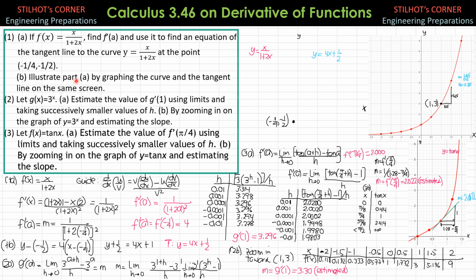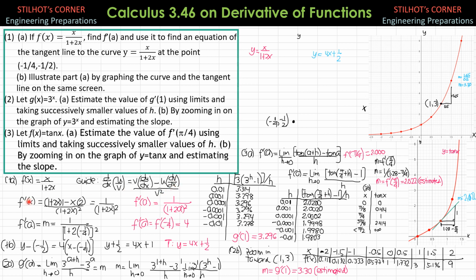So part B: illustrate part A by graphing the curve and the tangent line on the same screen. So let's focus on this problem first. So f of x is x over 1 plus 2x. Our guide would be the derivative of a fraction, numerator over denominator, or u over v, which is denominator times derivative of numerator with respect to x, minus numerator times derivative of denominator, all over denominator squared.